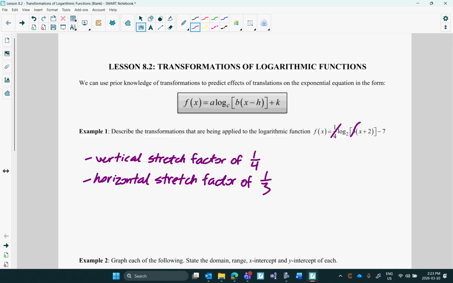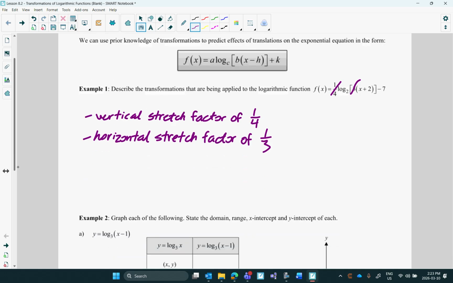Horizontal shift left by 2. We don't use the word factor when we talk about shifts or reflections. And finally, the vertical shift.